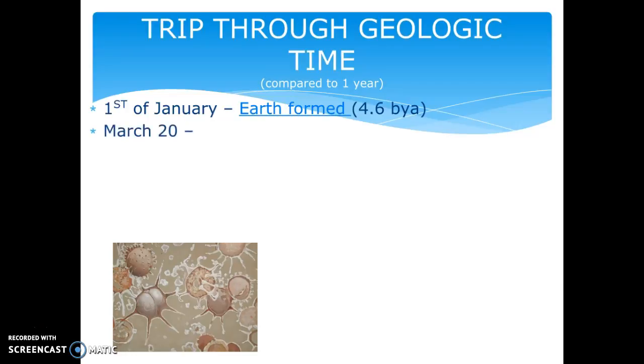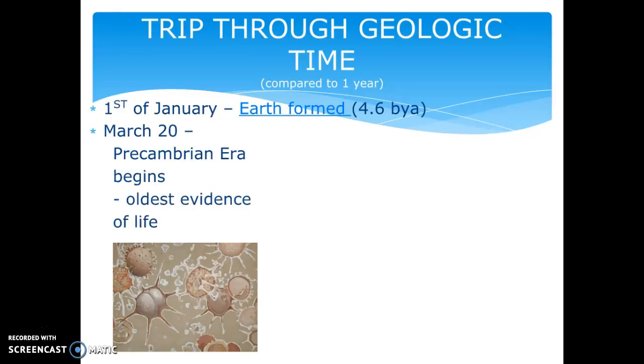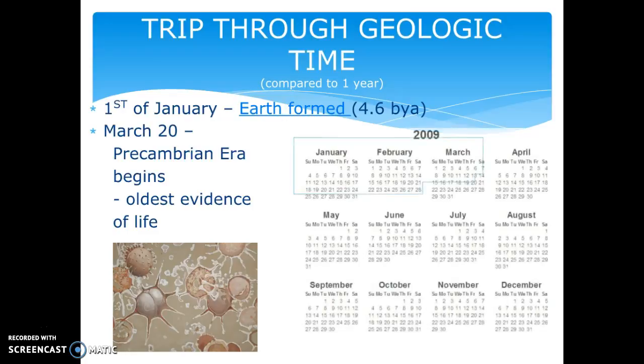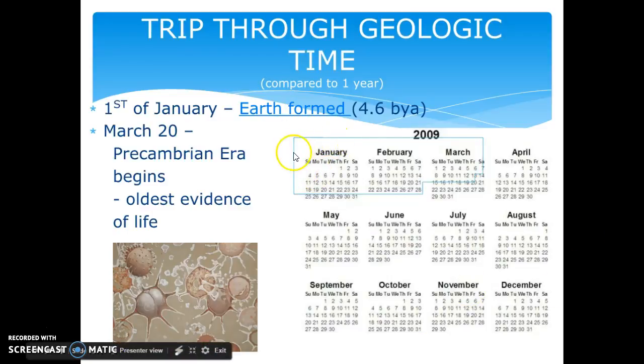And then from the 1st of January to March 20th, we're just kind of figuring things out. And on March 20th of the calendar year, we hit the Precambrian era. This is when we have the oldest evidence of life. And what we mean by that, we don't necessarily mean animals. We mean just organisms and cells, so smaller things. So this shows we're talking about this area right here.